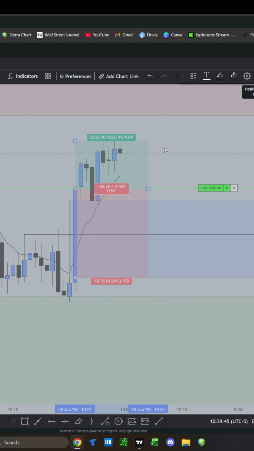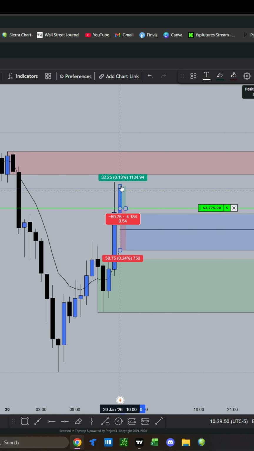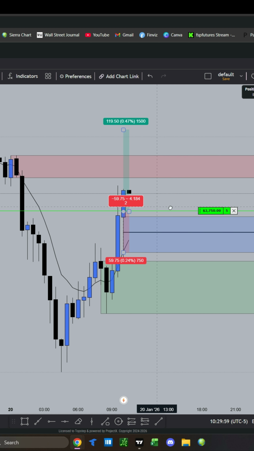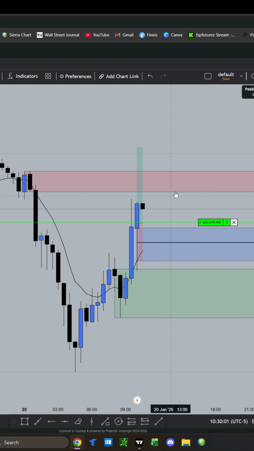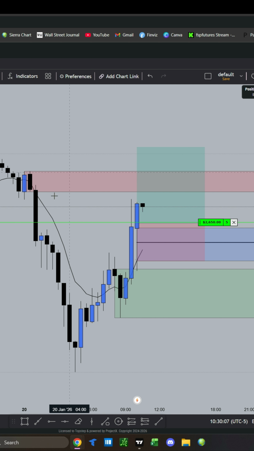And then we just drag the other part up here, and we'll target a 1 to 2 R&R. So that's sitting somewhere about here. Our 1 to 2 R&R. And this is the trade that we have on our hands.